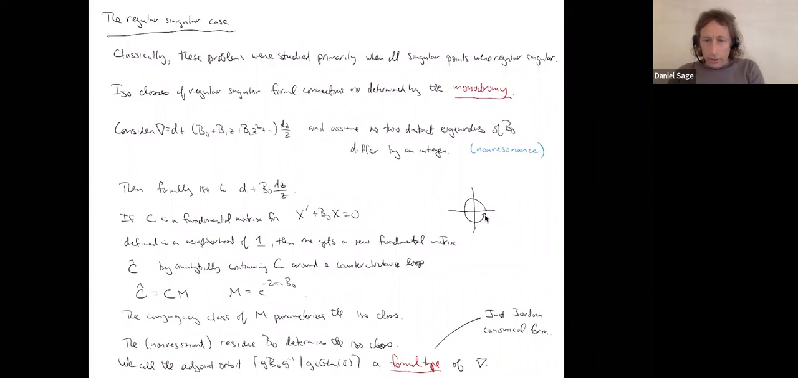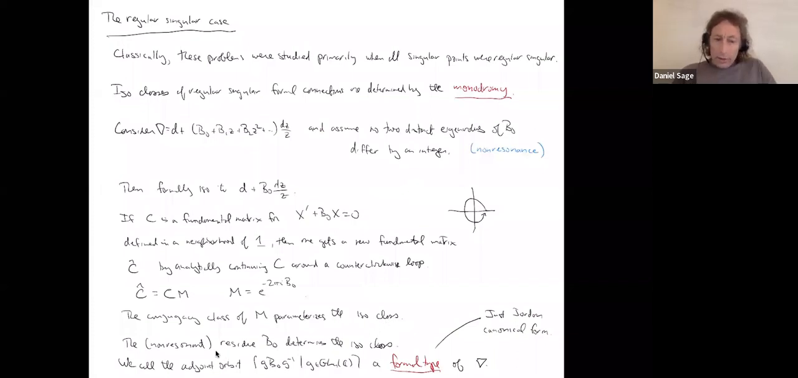As you analytically continue your fundamental matrix around this circle, you get a new fundamental matrix. And the new one in the neighborhood of 1 has to differ from the old one by a constant matrix. And that matrix is the monodromy matrix, e to the minus 2 pi i b0. And the conjugacy class of M parameterizes this isomorphism class.